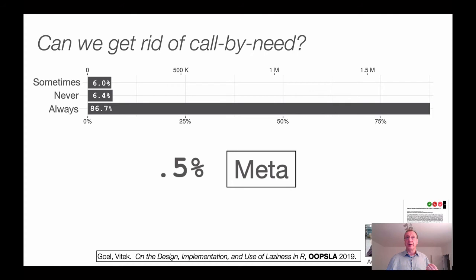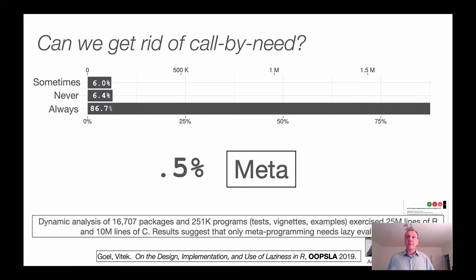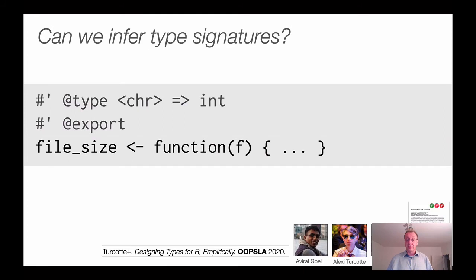What we came up with was this idea that we would have a tool that would find which functions needed to be lazy, keep laziness for those, and everything else becomes eager by default. We published this at Uppsala in 2019. And last year we went one step further, saying, well, assuming we had a mostly eager version of R, what types should we give to programs?